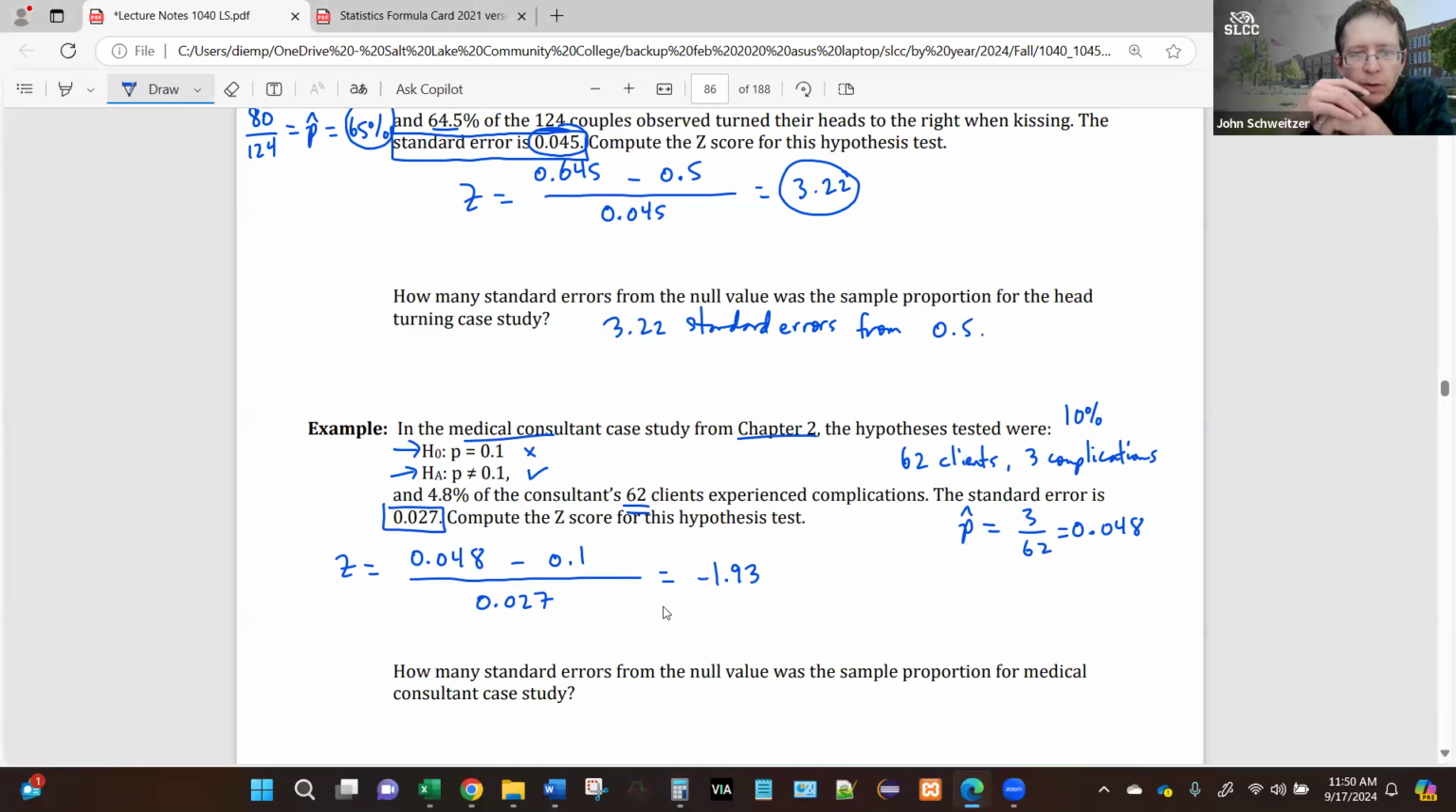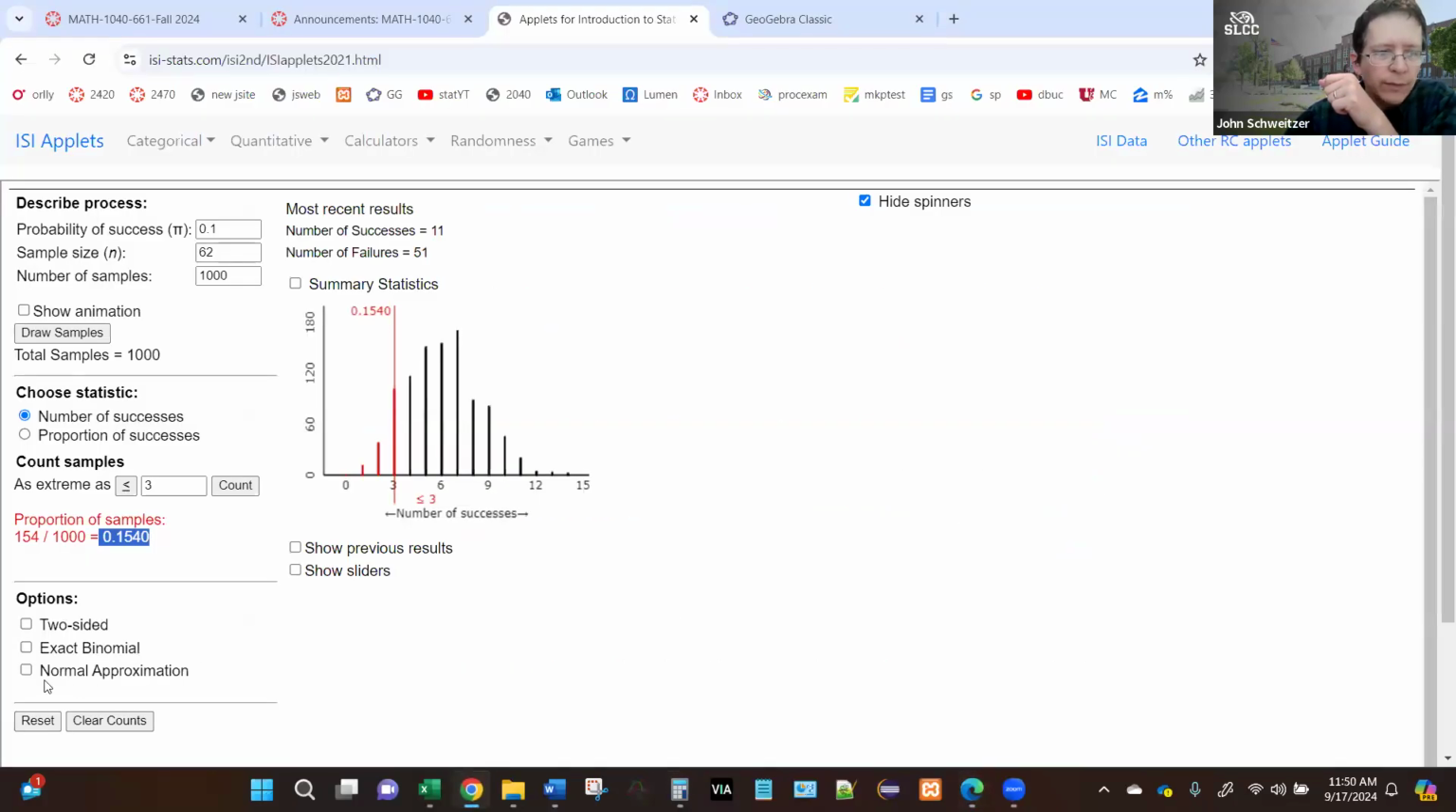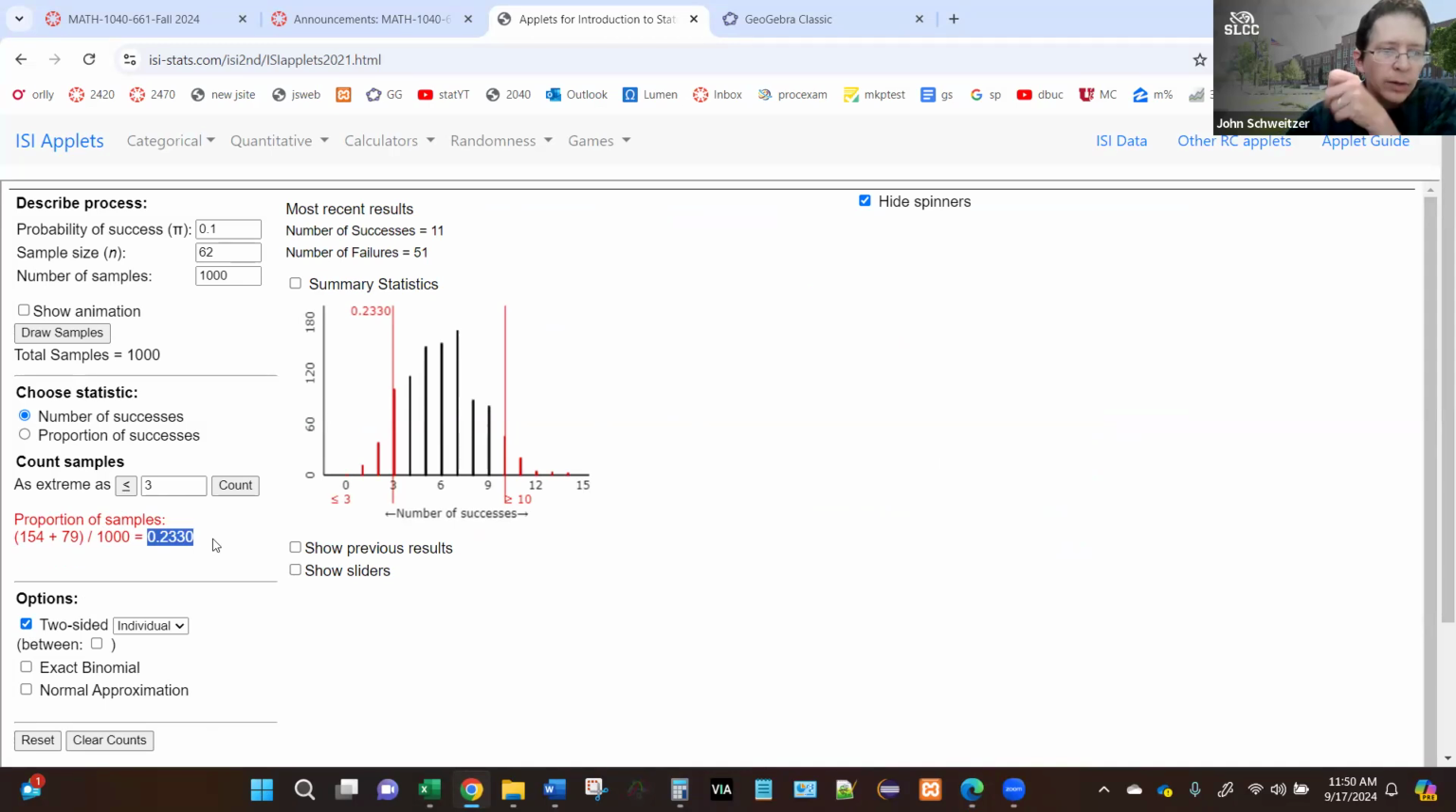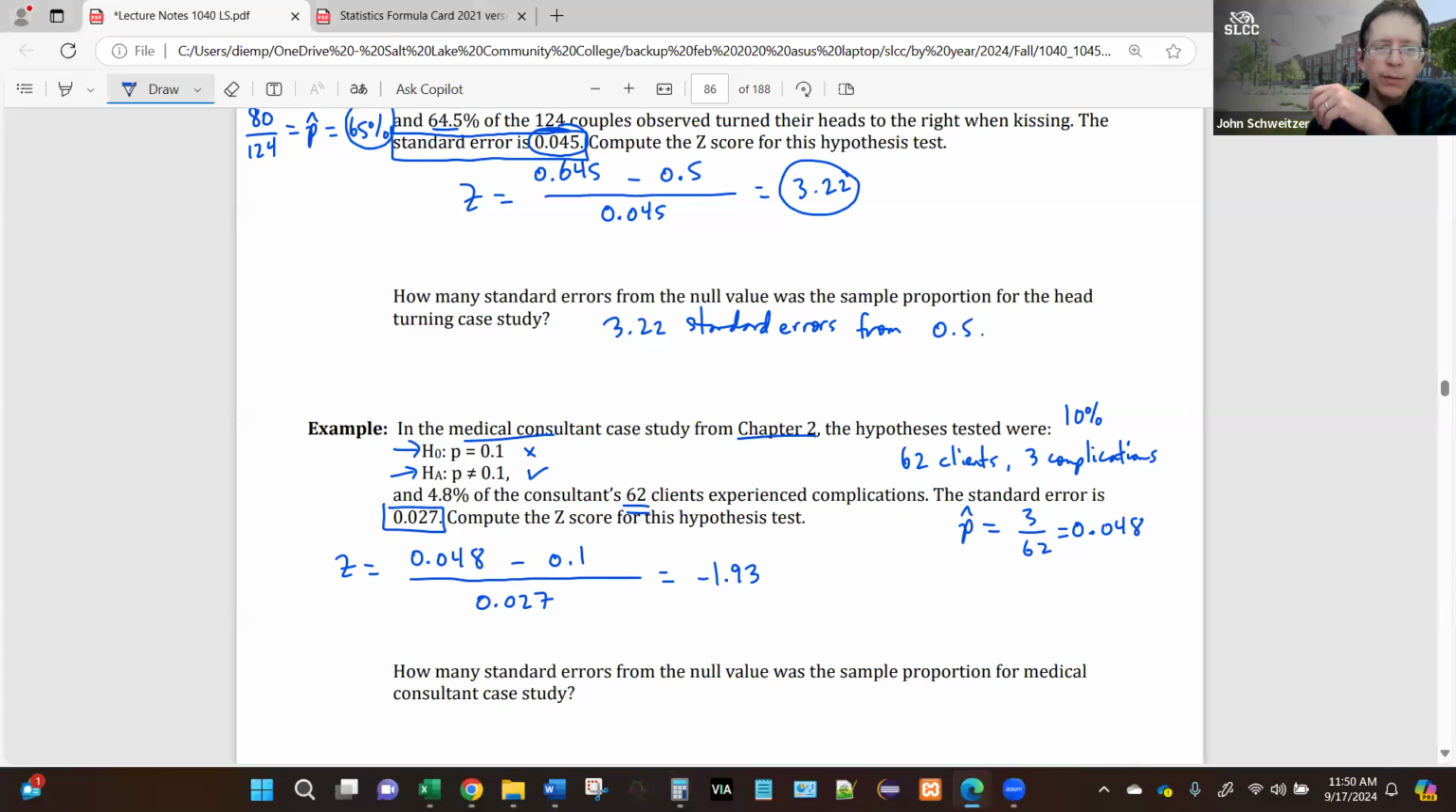Okay, oh, I forgot. This is a two-tailed test, right? So what do we have to do? We actually have to double it, right? So we hit the two-sided. So the p-value actually goes up. It's even higher, right? 0.2330. Okay, so from the randomization applet, our p-value is 0.233.